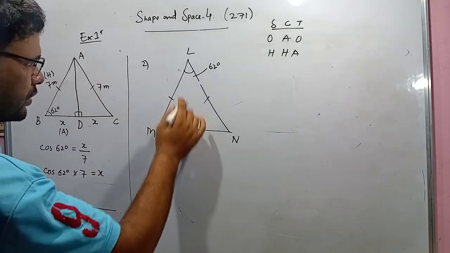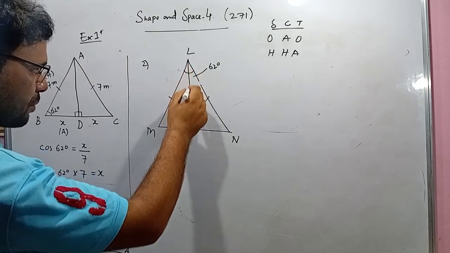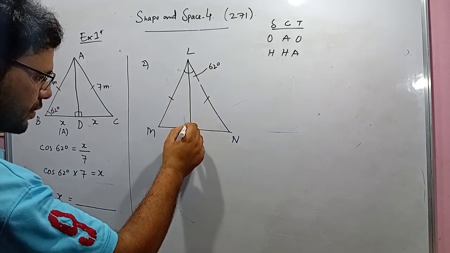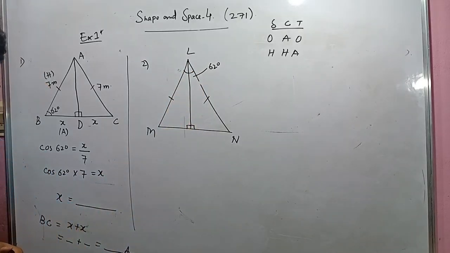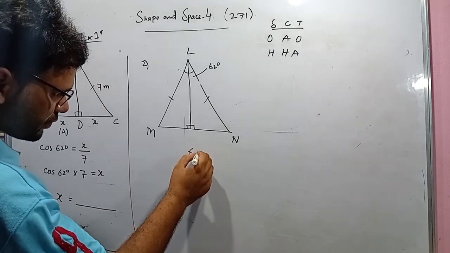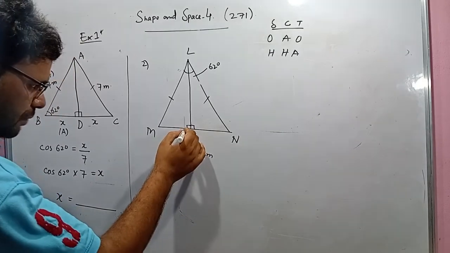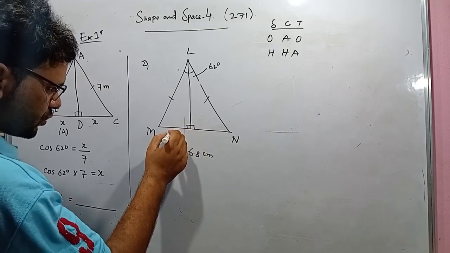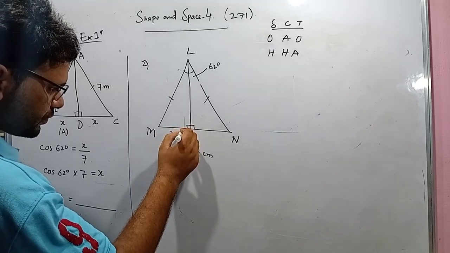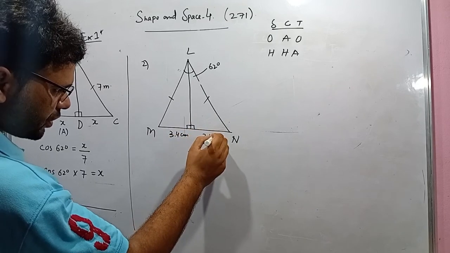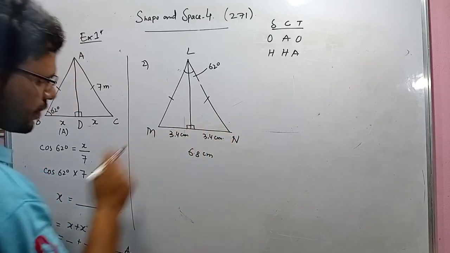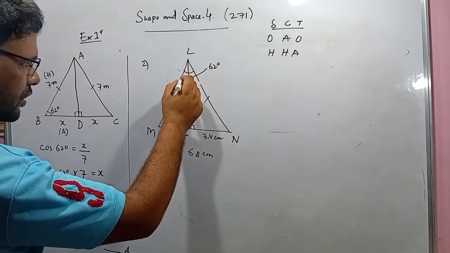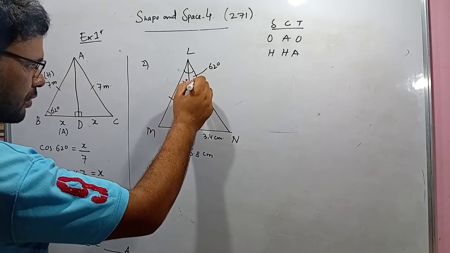What I will do here is draw the perpendicular bisector. This is 6.8 centimeter, so it will bisect it. This will become 3.4 centimeter, and this will become 3.4 centimeter. Is that clear? This is 62 degree, so this will become 31 degree and this will become 31 degree.